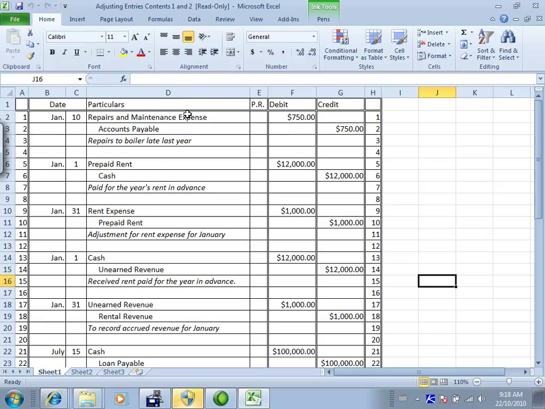It was for repairs and maintenance, totaled $750. And so we got the invoice and to pay it on January 10th. And so we would debit repairs and maintenance expense, $750. And accounts payable would be credited $750, unless you would decide to pay cash, and then that would just be cash or bank credited $750. And the note here in the particulars is repairs to boiler late last year, just giving some details of what that was all about.